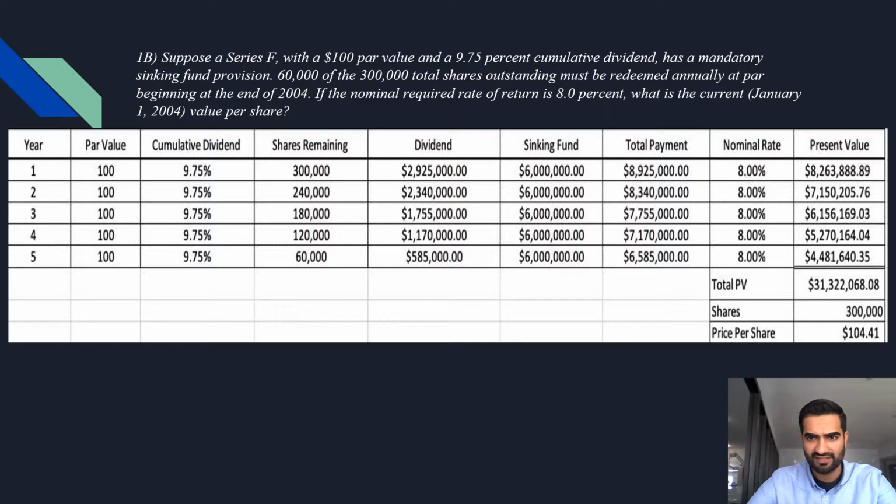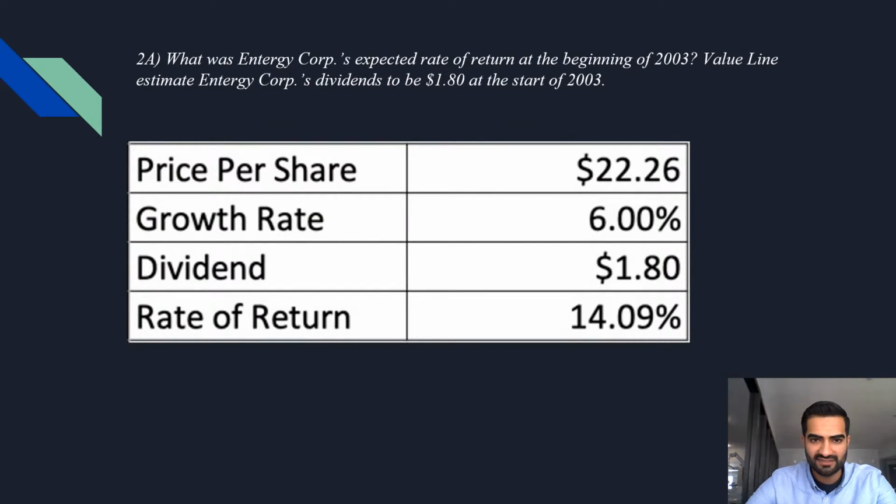So next we were asked to calculate the price per share with 60,000 shares being redeemed for 5 years, starting from 300,000 shares in year 1 and going down to 60,000 shares in year 5. And after totaling all the present values of the 5 years, I received $31,322,068.08 for total present value, and then dividing that by 300,000 shares to receive a price per share of $104.41.